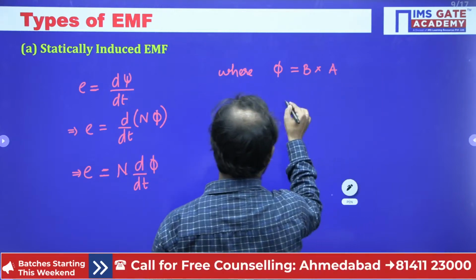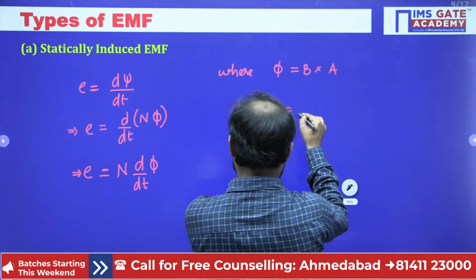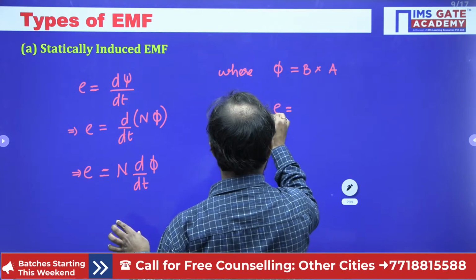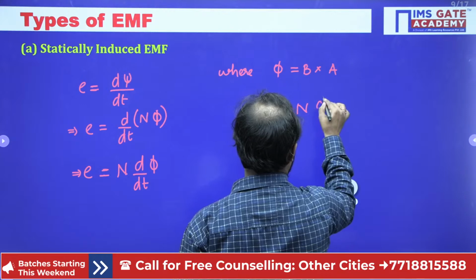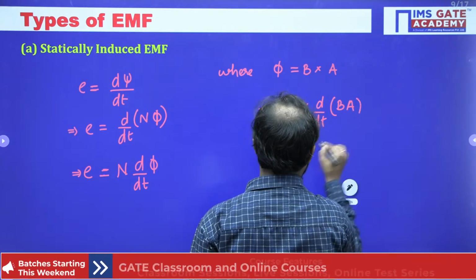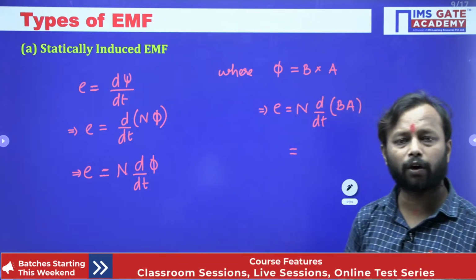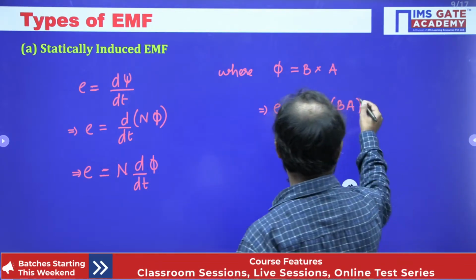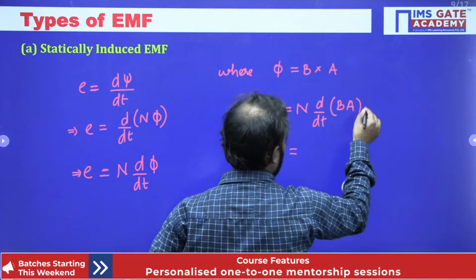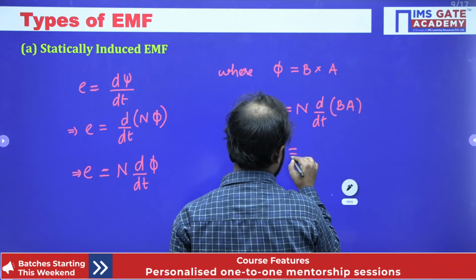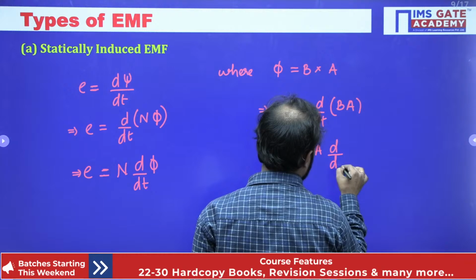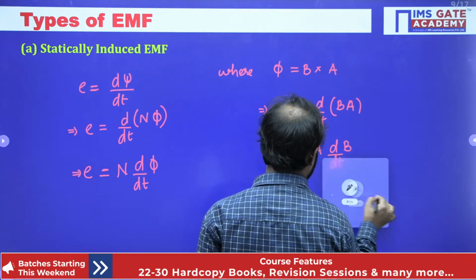Let us replace here. So this will be equal to N d by dt B into A. Since conductor is not moving or the conductor is static, this means that area of such type of machine will not going to change. So this area will be constant. So let me take out of the derivative. So this will become N into A dB by dt.